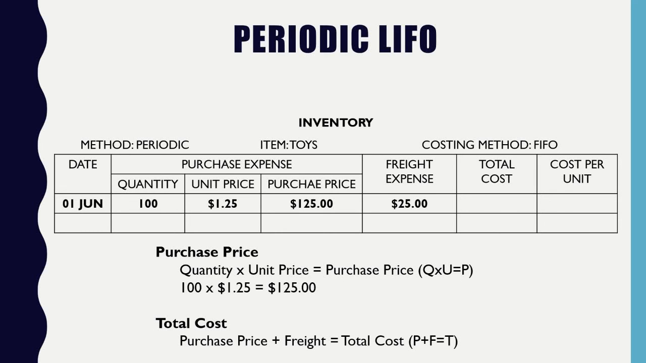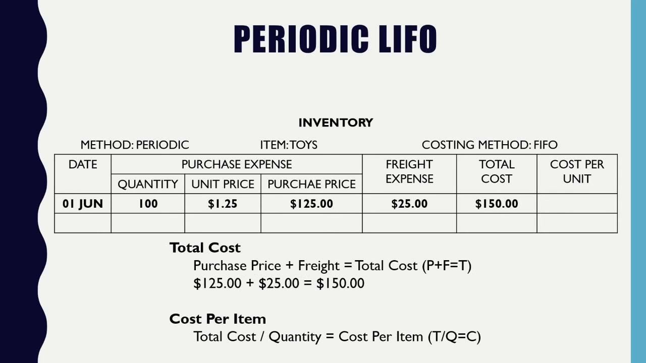And then we have the freight of $25, so our total cost is going to be $150. And then lastly, because we're doing LIFO, we need to have each batch have its own set amount of units and unit cost. So how do you find the cost per item?